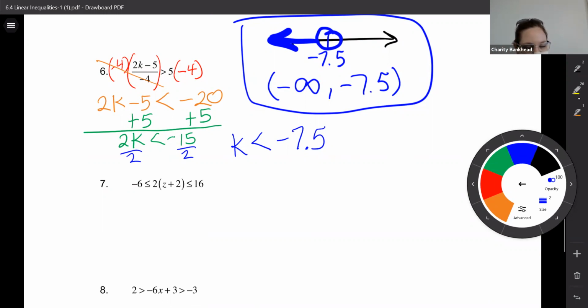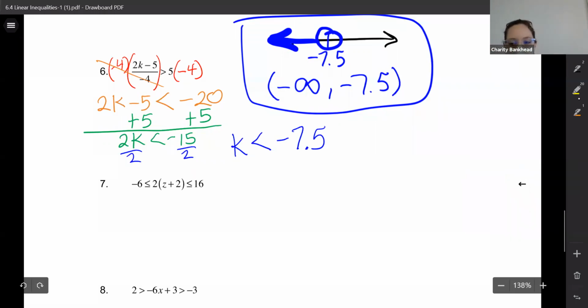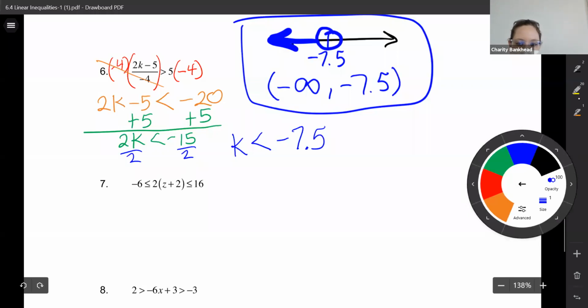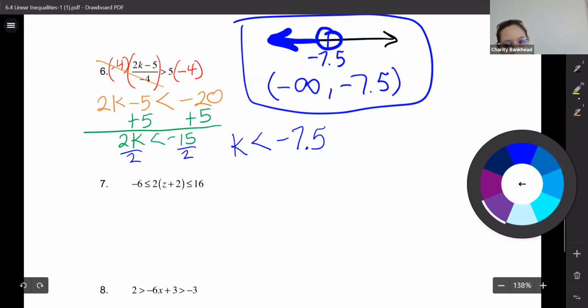Okay, number 7. So this is what you call a compound inequality, where it has endpoints on each end. But we probably want to go ahead and simplify the middle part first, by distributing the 2. So it's going to be 2z plus 4. So -6 is less than or equal to 2z plus 4, which is less than or equal to 16.